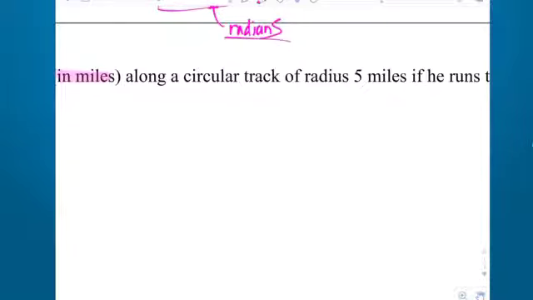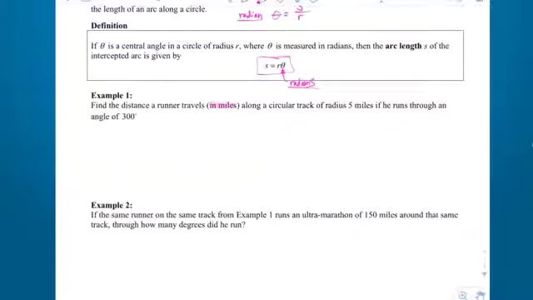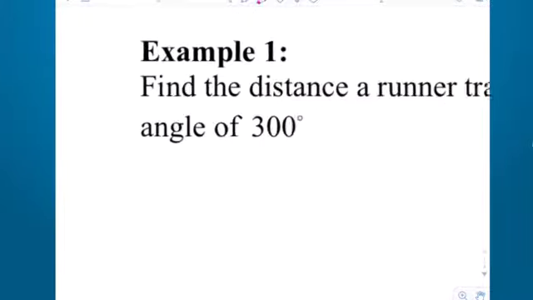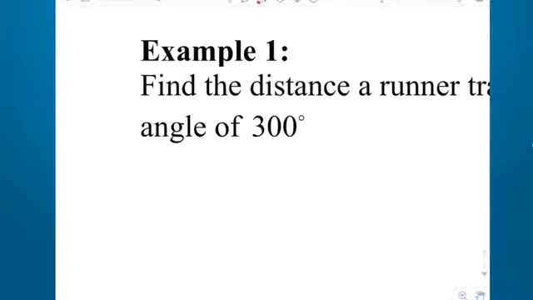He's running around a track that has a 5-mile radius, okay? But here's the thing. He doesn't even complete a lap, loser. He's only running through an angle of 300 degrees. He can't even make a complete lap around the circle, right? Now, before you laugh at him for not being able to make a complete lap, your job is to figure out how far did he actually run in miles, okay?